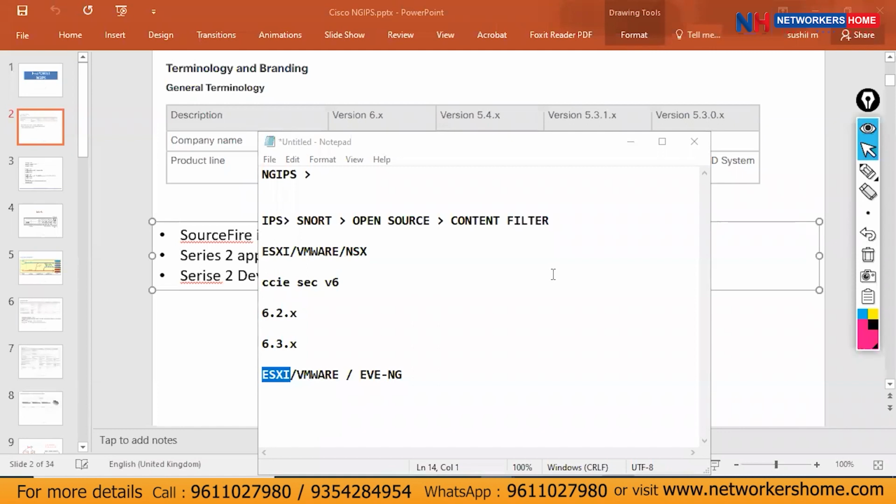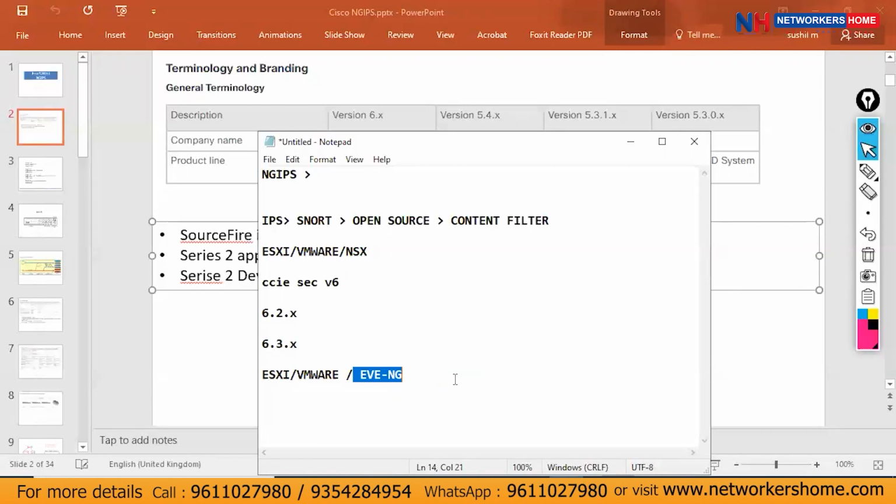So it's not a good idea to use any lab on the ESXi now. Almost all the labs can be simulated on your EVNG, any lab, either it's your ASA or any product. Almost 90% of the labs can be done on your EVNG. Only a few devices, in rare cases, we require, but these, NGIPS, FTD, ASA, WSA, right? Almost 90% we are able to do on your EVNG itself.